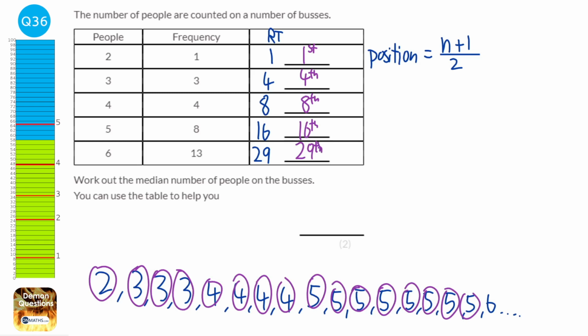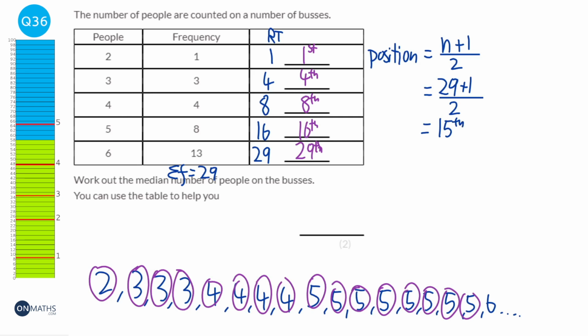Okay, so let's work out how many numbers there are. And we do that by adding up the frequency. So we're just going to add up all of the frequency together, and we find out that there's 29 numbers altogether. So 1 plus 3 plus 4 plus 8 plus 13. So using our formula, which is 29 plus 1 divided by 2. 29 plus 1 is 30, divided by 2 is 15. So we're looking for the 15th number.